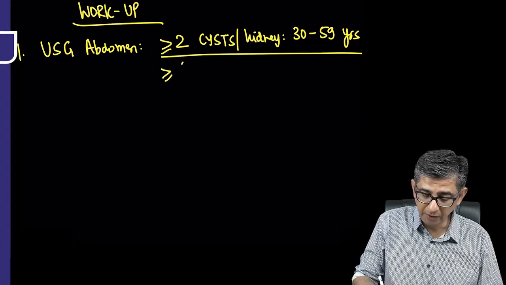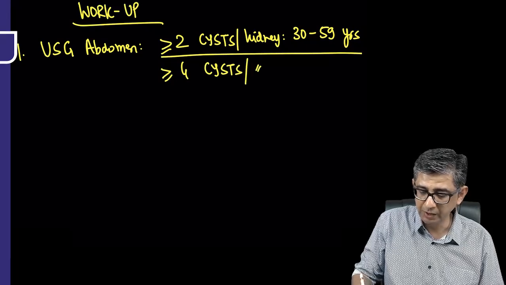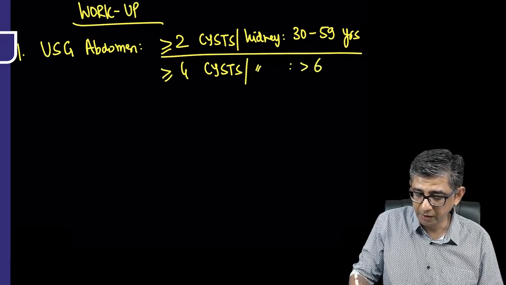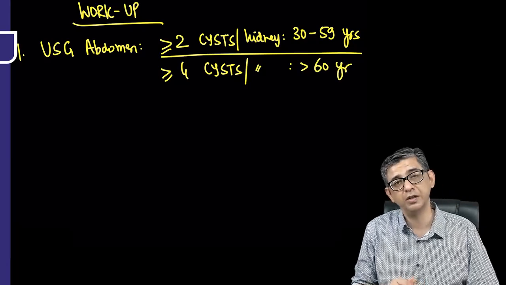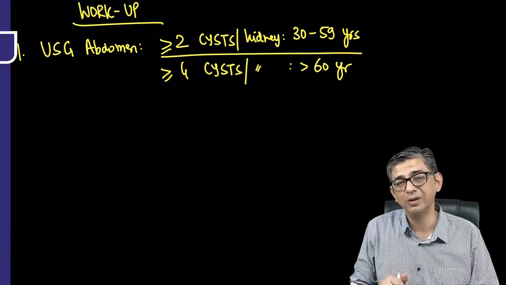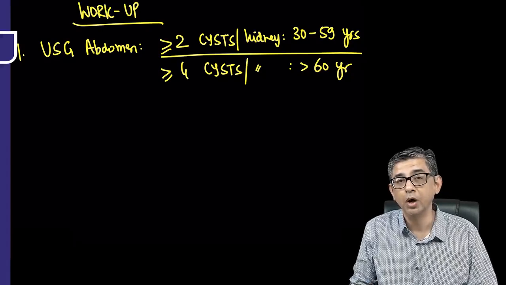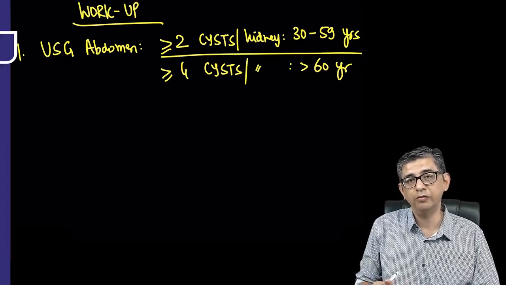But in case we are having a delayed presentation, then he says that a minimum of at least 4 cysts per kidney should be documented in patients older than 60 years of age. The query in your mind would be, sir, what happens if a patient presents before or less than 30 years of age? Yep, then the answer would still be 2. So I want you to remember the number 2, 4.